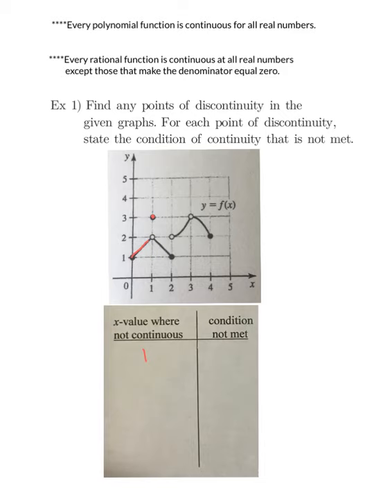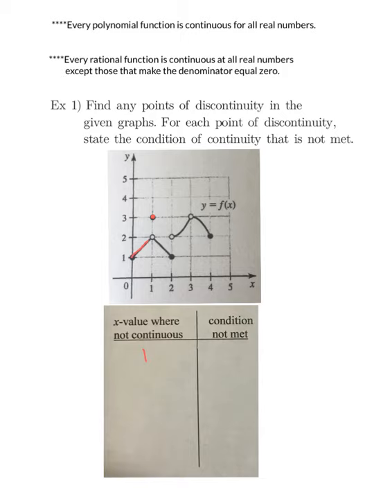So our next part is to figure out what condition did we not meet. Always go in order. The first condition is, does the function exist? Is there a y value at the x value of 1? So what you're really looking for is, is there a solid dot somewhere at 1? Well, yes, the solid dot's up here. So the function does exist.